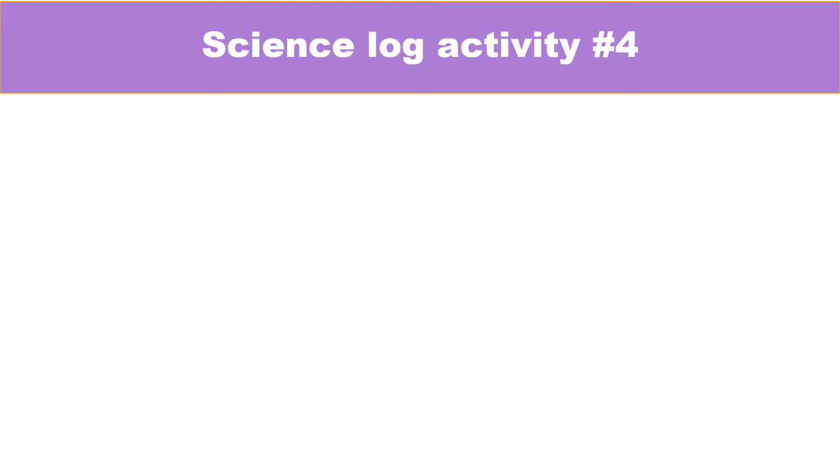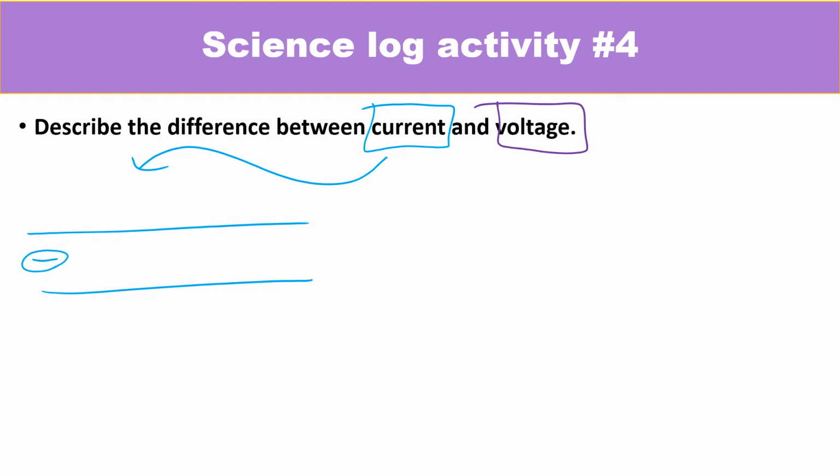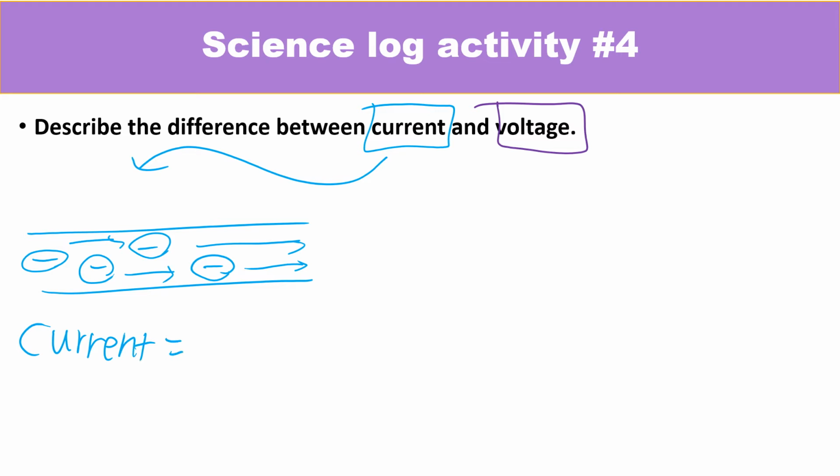Science log activity number 4 asks you to describe the difference between current and voltage. So I'm going to use a bit of analogy from here again, but current I'm going to use blue, voltage I'm going to use purple. Current first. Current is how much electron flows. So I like to say current is equal to the flow rate of electrons.